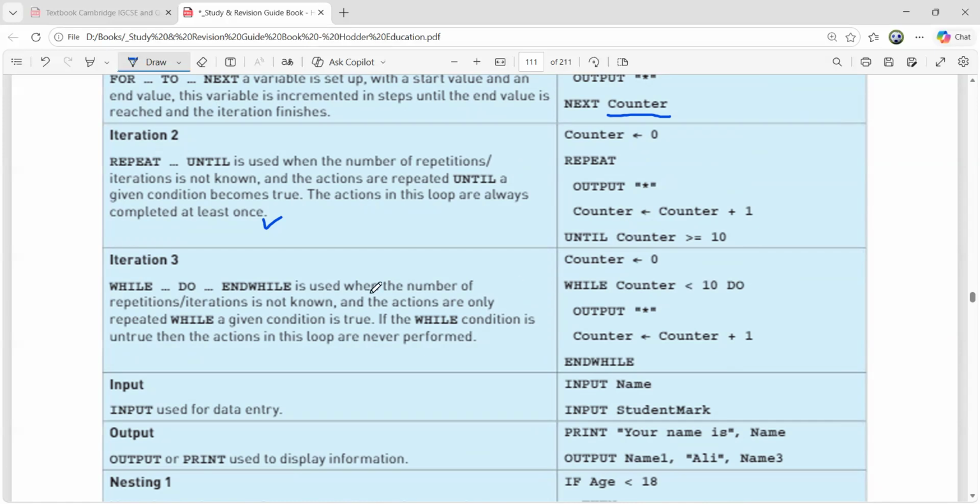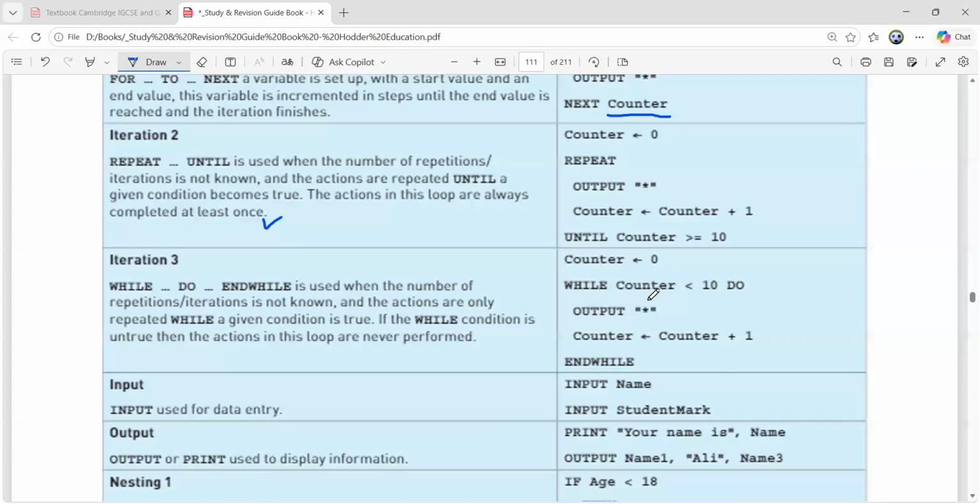Okay, now the same thing is done with the while loop also. It is used when the number of repetitions or iterations is not known and the actions are only repeated while a given condition is true. If the while condition is untrue, then the actions in the loop are never performed. So if they give you such a question in the paper, then please be very clear. At least once is going to be your repeat until, may not work even once is your while. And you can see here, the condition has to be true. So if the condition is untrue from the beginning, then it will not enter the loop at all.